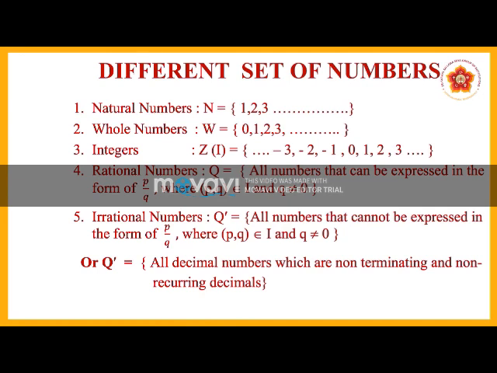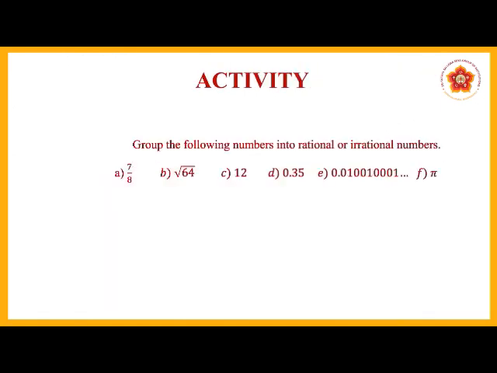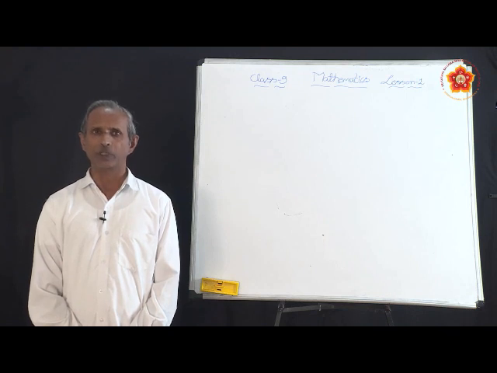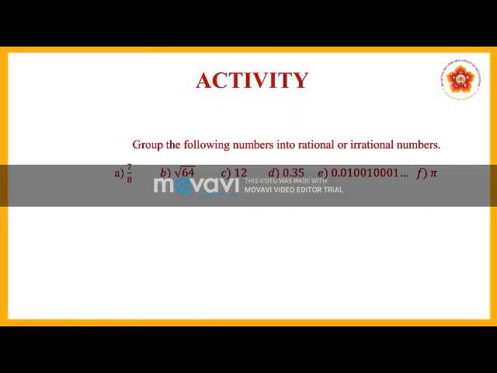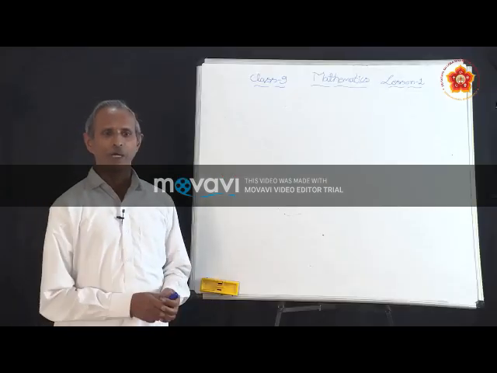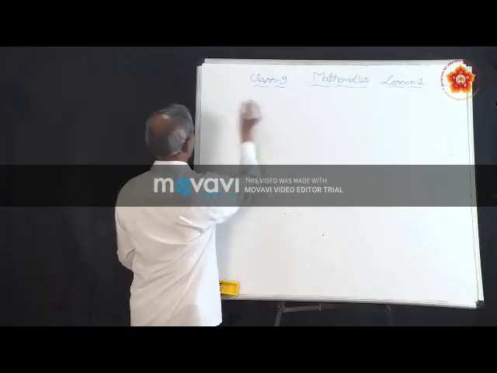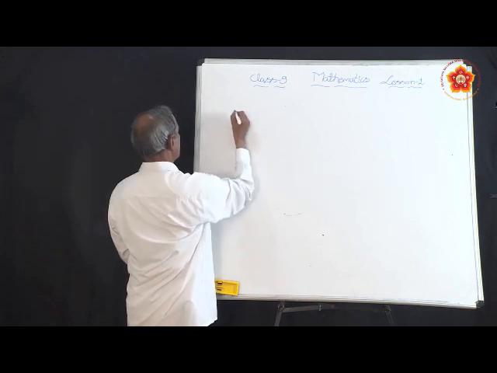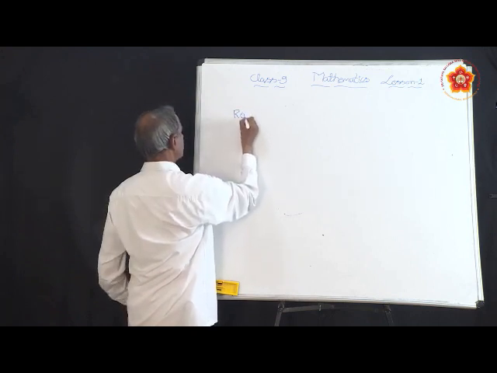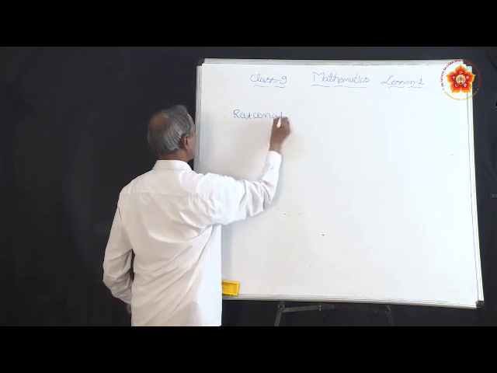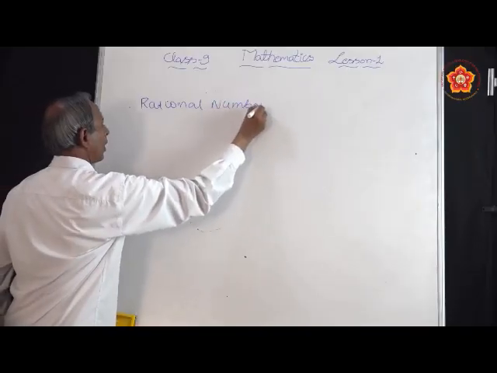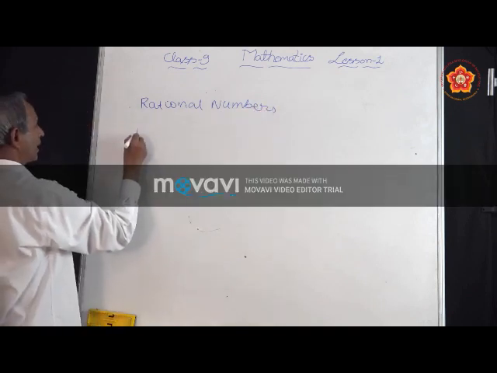Now, I will give you one small test to check whether you have understood all the properties of numbers or not. In the test, we have to group the given numbers into rational numbers and irrational numbers, and I will give 1 minute, you try yourself. Now I will write on the board so you can check whether you have written properly. The given numbers you have to divide into 2 types: one is rational numbers, another set we have to represent as irrational numbers.